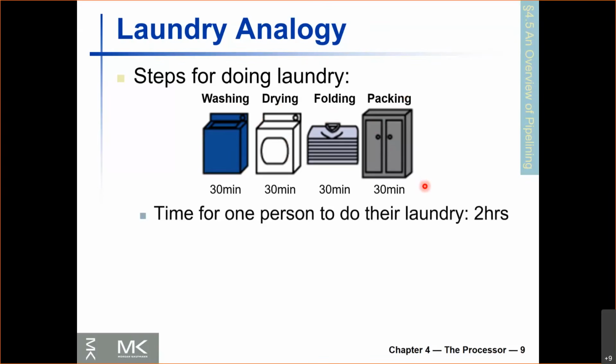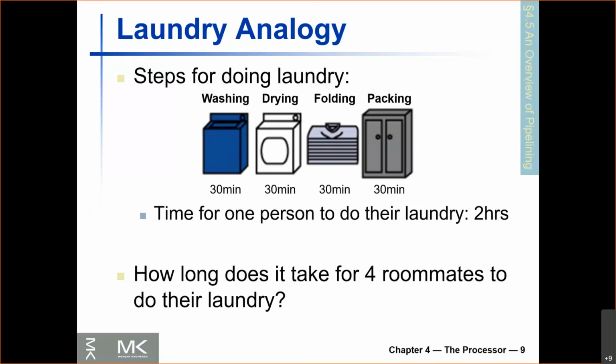Now the question is, if I have 4 roommates who are living together, so they're sharing the washing machine, the drying machine, the folding table, etc. They're sharing these resources. If I have 4 roommates who would like to do the laundry, how long does it take for all 4 roommates to finish doing their laundry? Well, they don't each have their own washing machine and dryer. They're living together, so they're sharing these resources. So it cannot possibly take 2 hours.